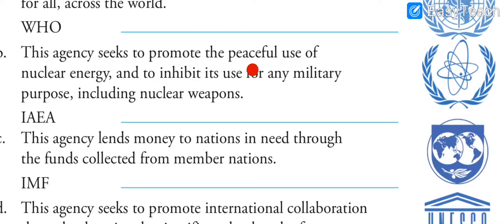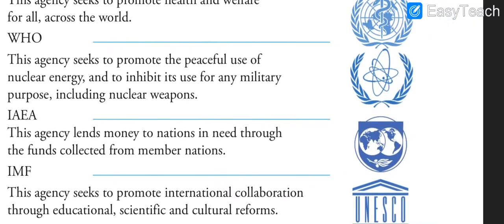This agency seeks to promote the peaceful use of nuclear energy. Okay. So that means we will be talking about nuclear energy. As you can see, N is not there, but E is there. So definitely we will be talking about the energy. To inhibit its use for any military purpose, including nuclear weapons. So this organization is the International Atomic Energy Agency.